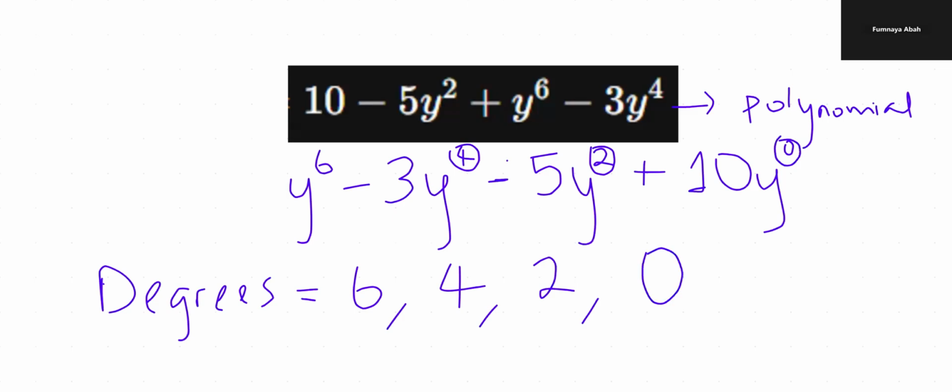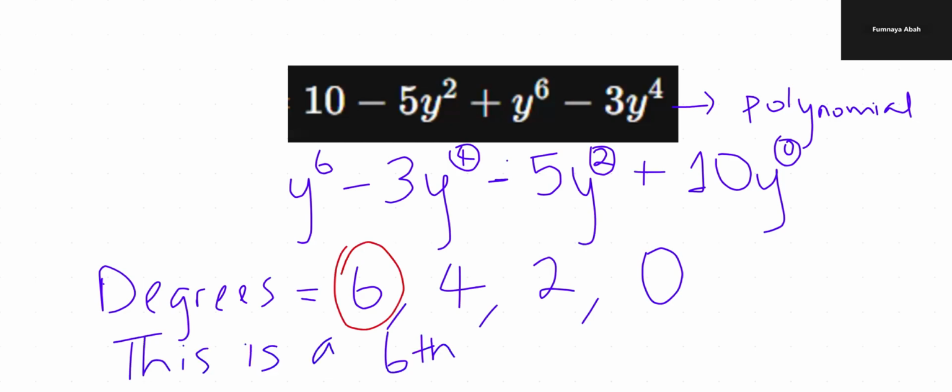Now we know the degrees of each term, so we can identify the degree of the polynomial overall. Out of these 4 numbers, the highest number is 6. 6 is the highest number. Therefore, this polynomial is a 6th-degree polynomial.